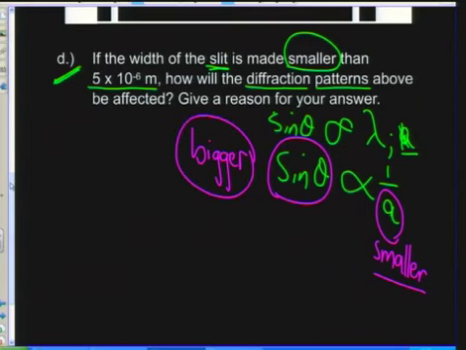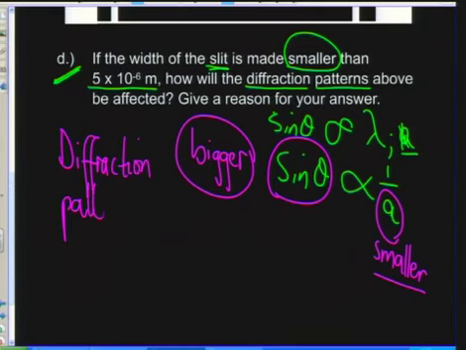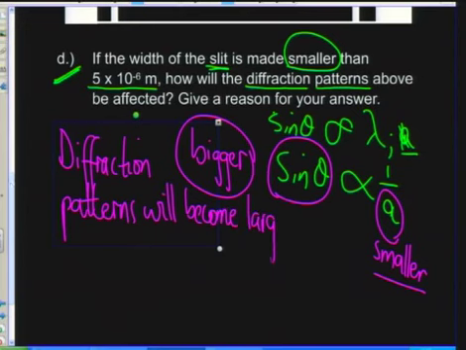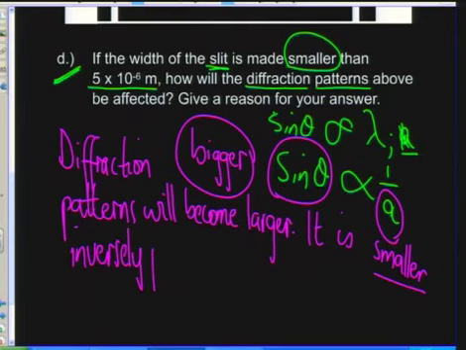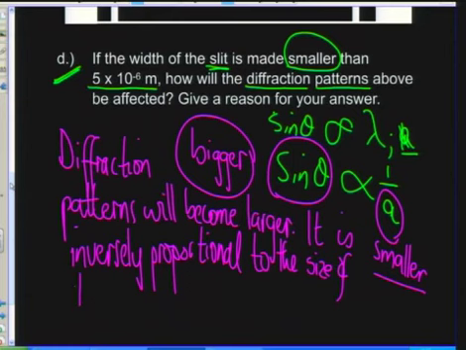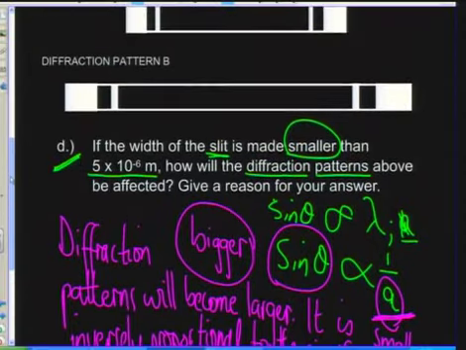So your answer here would be that the diffraction patterns will become larger, or bigger. Why? Because the diffraction pattern is inversely proportional to the size of the slit. So that is how you answer that question. The diffraction pattern has to become larger, because if you make the slit smaller, which is inversely proportional, the diffraction pattern will have to become bigger.